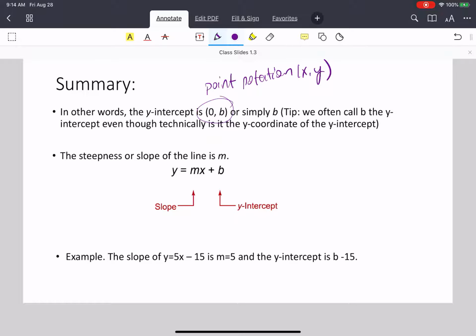And then the steepness or the slope of a line is m, which is always represented as m times x. For example, the slope of y equals 5x minus 15 is always 5. So the slope of this line is always 5. And the y-intercept, b, is -15. So the y-intercept as a point will look like (0, -15).